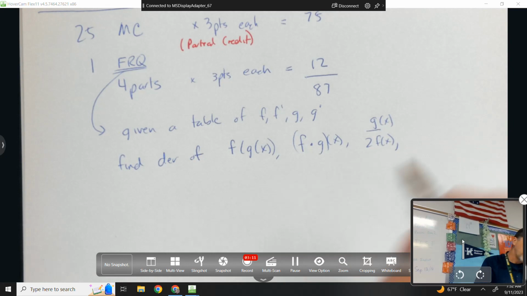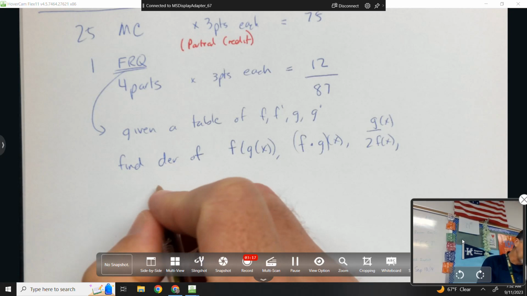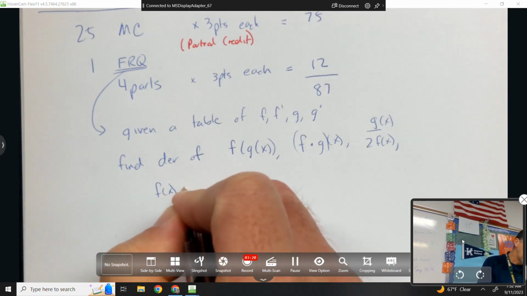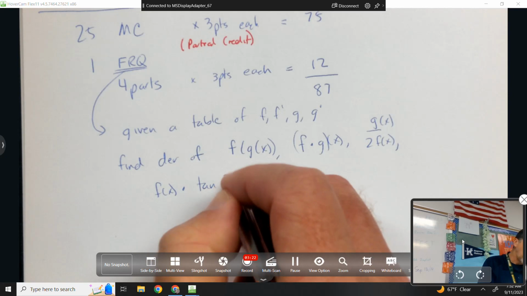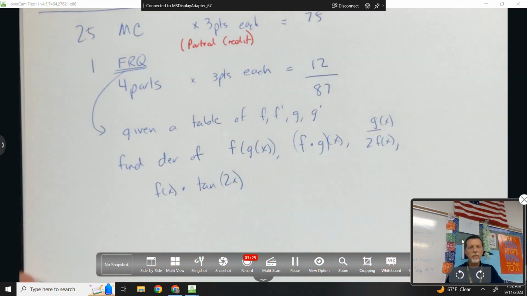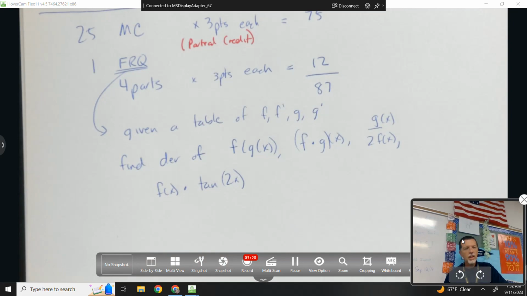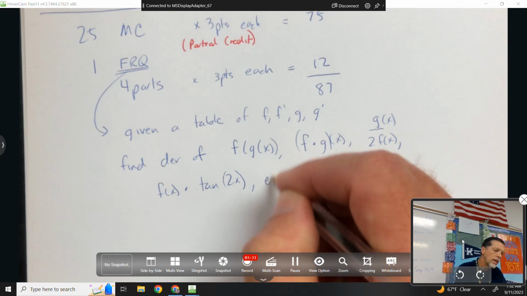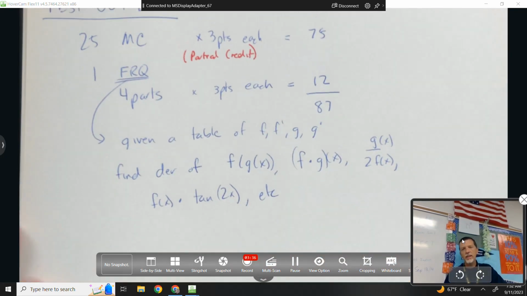We could also mix in, like we do the mixing of tables with equations. So we could find the derivative of F of X times tangent of 2x or something like that. So that would be a product rule, but also a chain rule. A little bit on the table, a little bit of equation, etc. So we've seen ones like that. So make sure you understand the rules, and then make sure you know how to use a table to get values, because that's 12 points right there. That should be fairly straightforward if you know those basic rules.